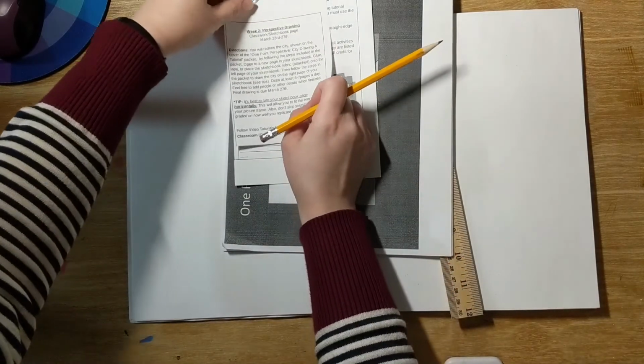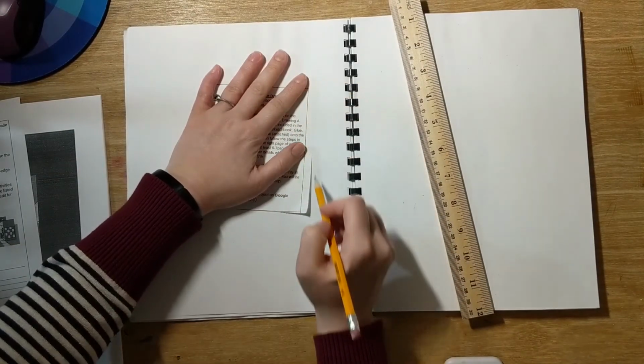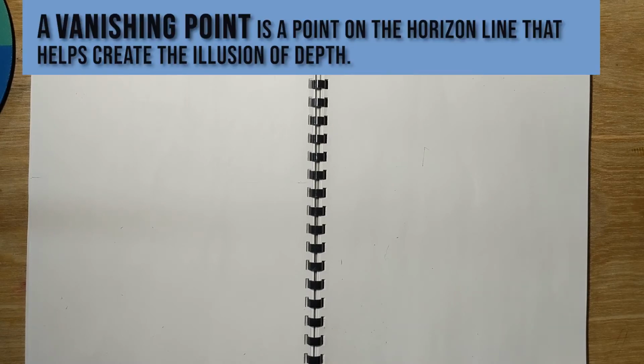Okay, so I'm going to put this away, but you could use this tiny little piece of paper as a straight edge too. We know that shape is an element of art and form is an element of art, but the difference between them is that shape is 2-dimensional and forms are 3-dimensional. So how do we turn a shape into a form? Well, we use a vanishing point.